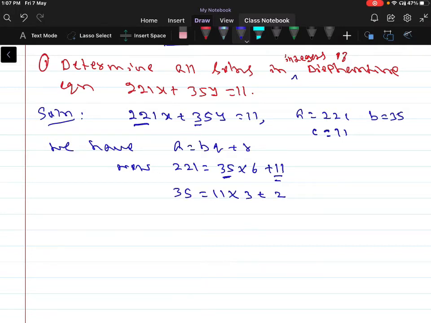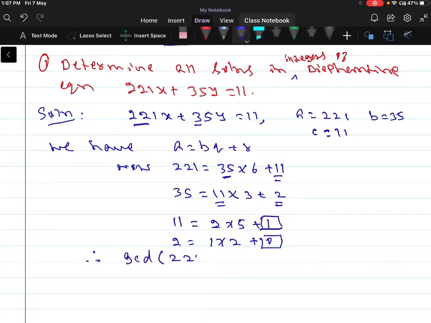Now let us apply the algorithm for the integers 11 and 2. So now 11 can be written as 2 into 5 plus 1. Now 2 can be written as 1 into 2 plus 0. Now let us stop applying the algorithm. So the last remainder is 1. Therefore GCD of the integers 221 and 35 is equal to 1. So that is equal to d. d is equal to 1.